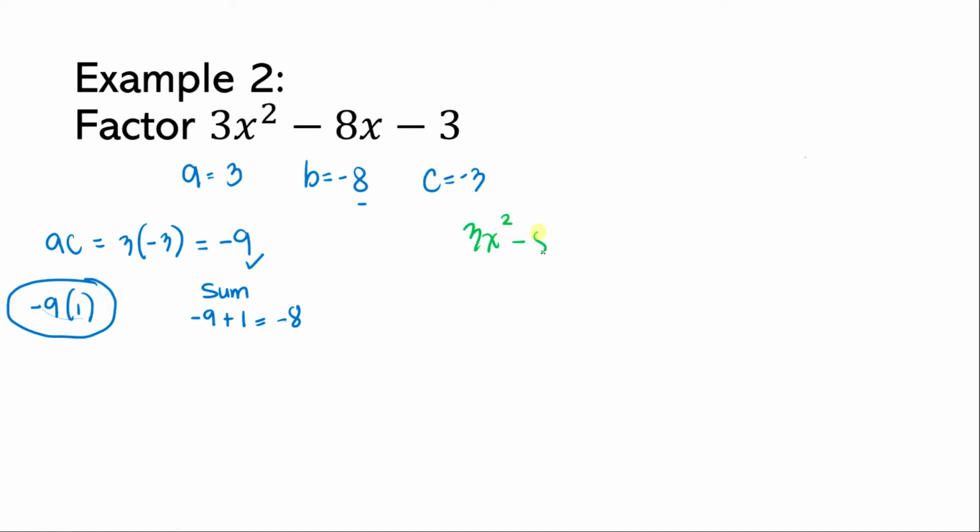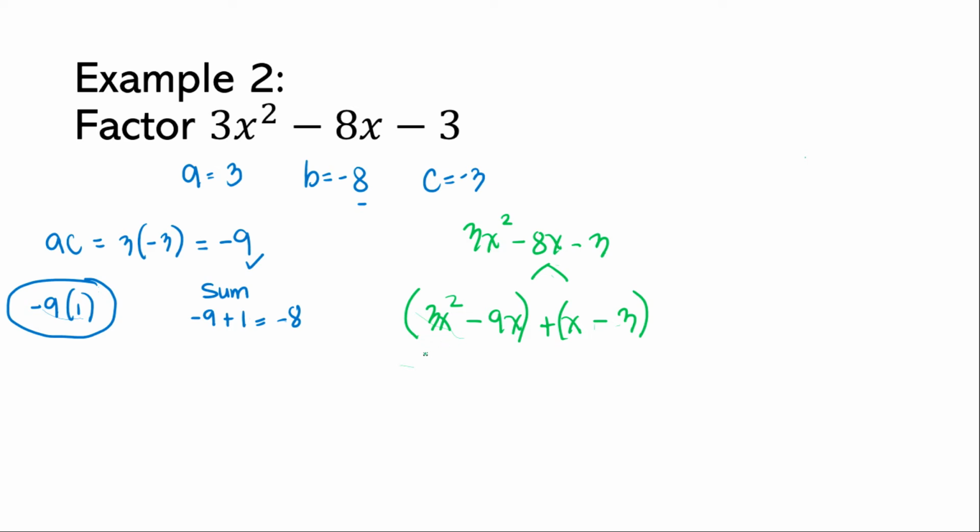Write the given, 3x squared minus 8x minus 3. Break down natin yung negative 8x into negative 9x plus x. When we combine these two, this is still the same as negative 8x minus 3. And then, i-group natin siya into two groups. Alright? So, the first group is 3x squared minus 9x.